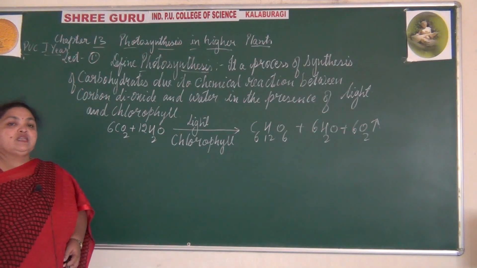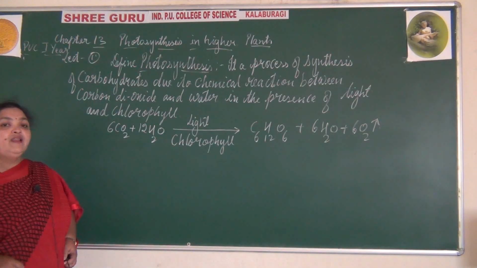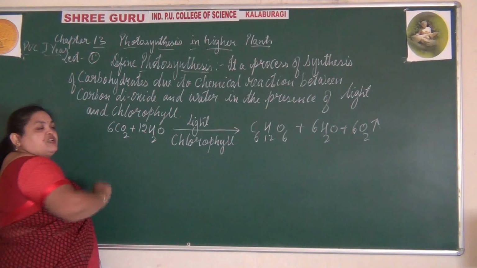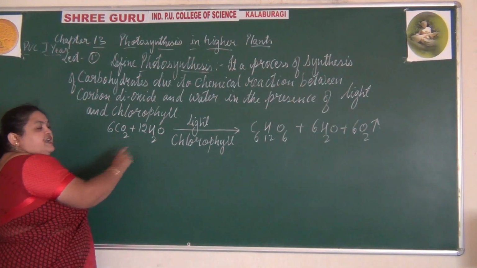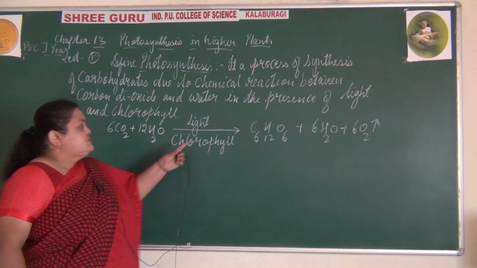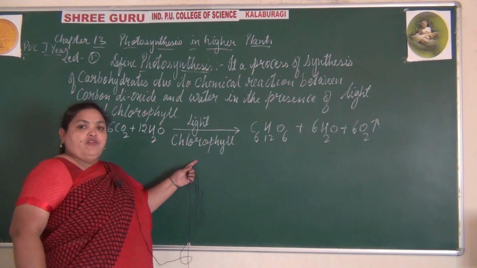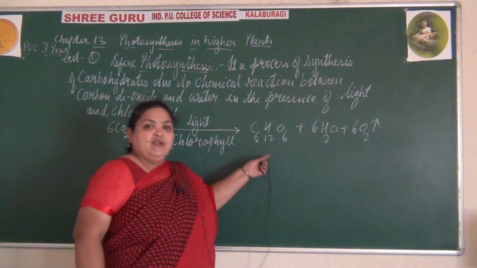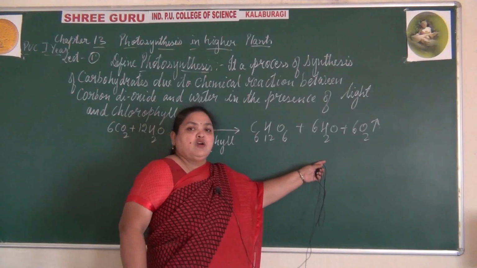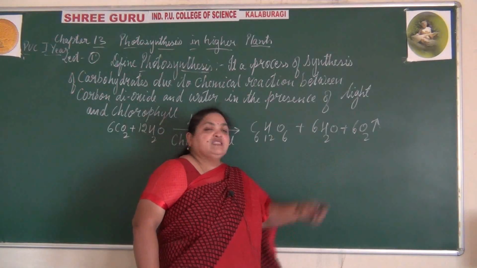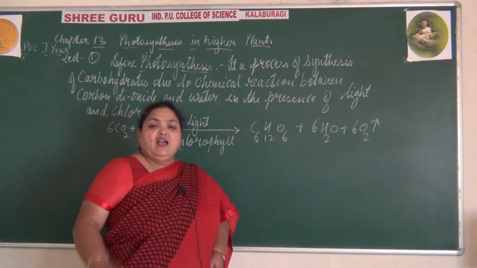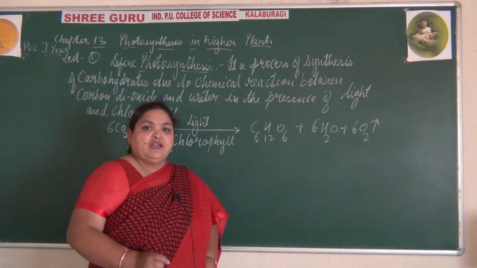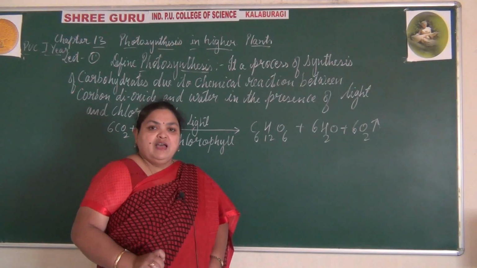So it is a process where 6 molecules of carbon dioxide undergo a chemical reaction with water in the presence of light and chlorophyll to form a glucose, a carbohydrate component, with the release of 6 molecules of water and 6 molecules of oxygen. A very important component for the sustaining of life or the existence of life.